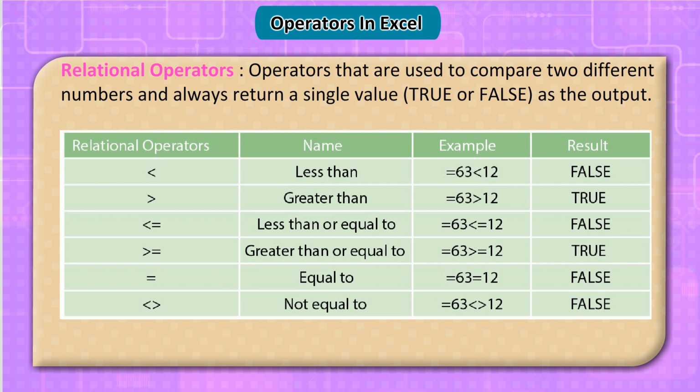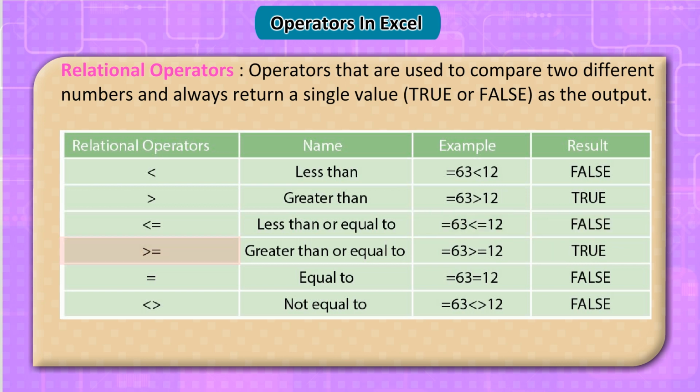Relational operators. Operators that are used to compare 2 different numbers and always return a single value, true or false, as the output. Relational operators. Name, example, result. Less than: equals 63 less than 12, result False. Greater than: equals 63 greater than 12, result True. Less than or equal to: equals 63 less than or equal to 12, result False.